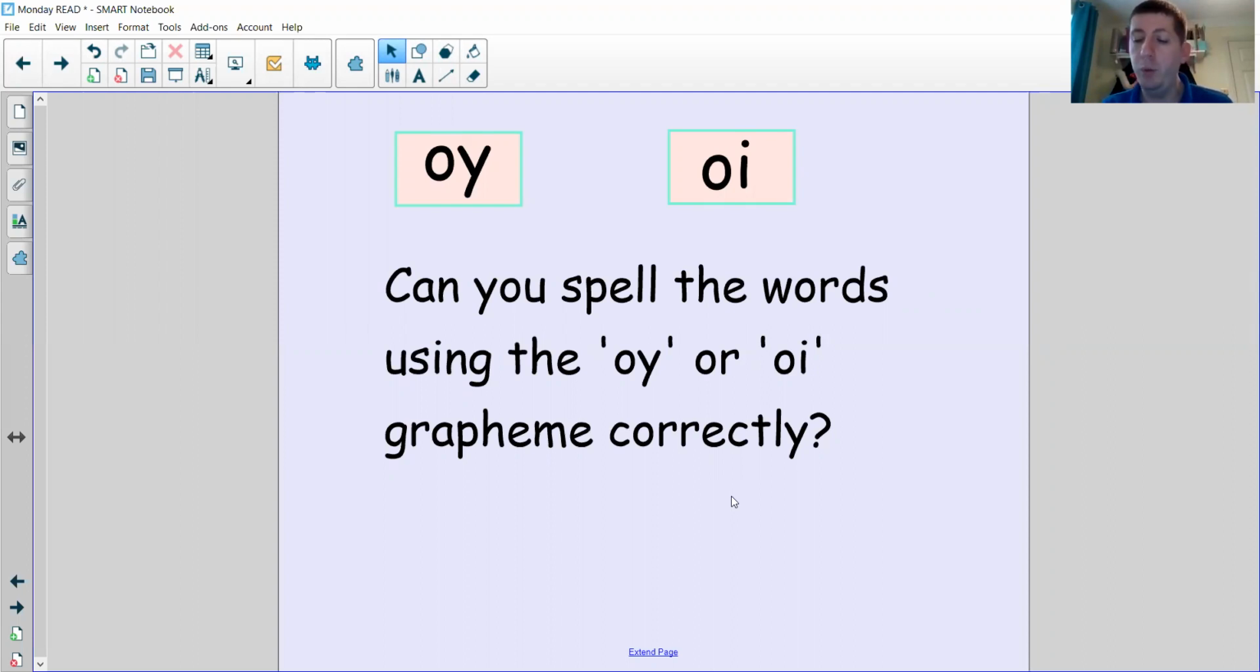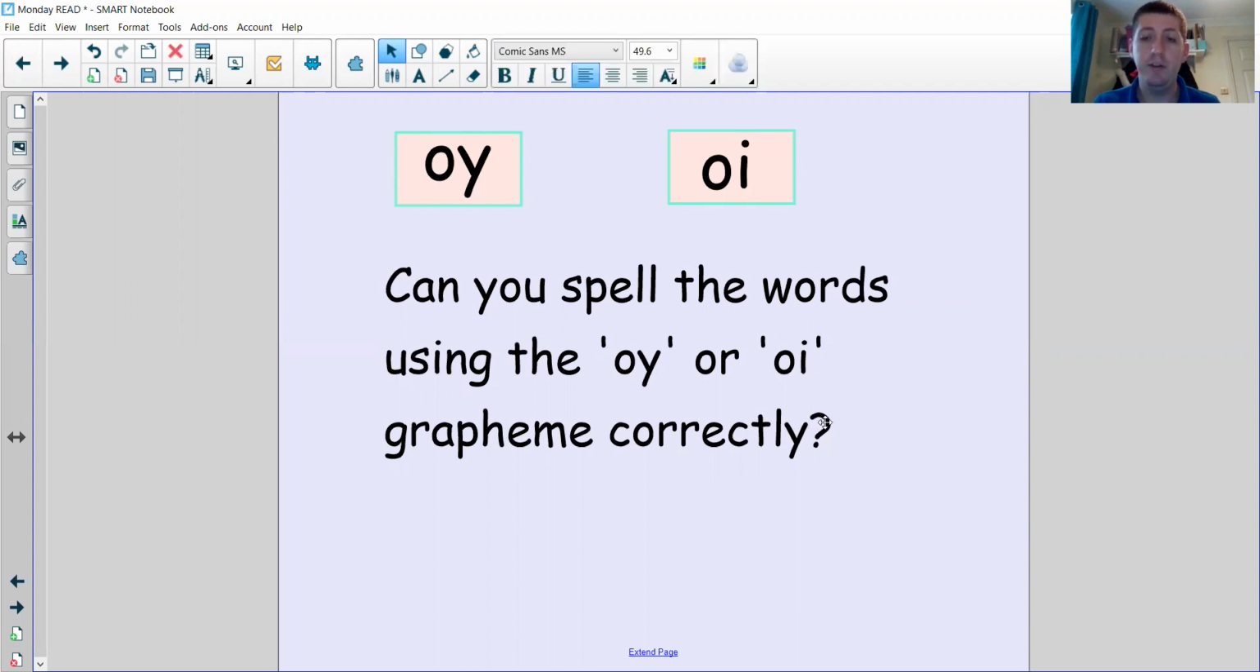The second word is the word annoy. Annoy. If you keep pestering somebody, you might really annoy them. The third word is the word noise. What's that noise? Mr. F said. Noise. And the fourth word is the word destroy. If you break something on purpose, you destroy it.